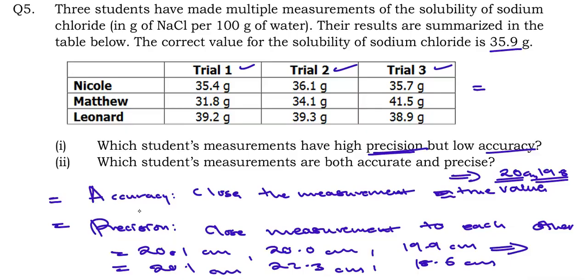Let's start with Nicole. We are going to add 35.4 plus 36.1 plus 35.7. What we get is 107.2. Then we are going to divide by 3 since he made 3 trials. When we divide by 3, we are going to have 35.73 grams. This is for Nicole.